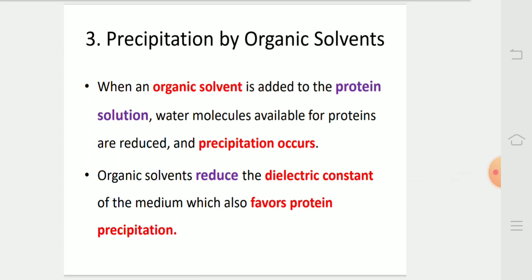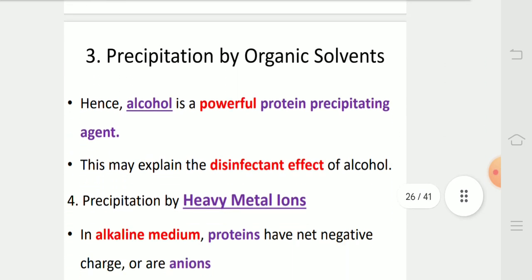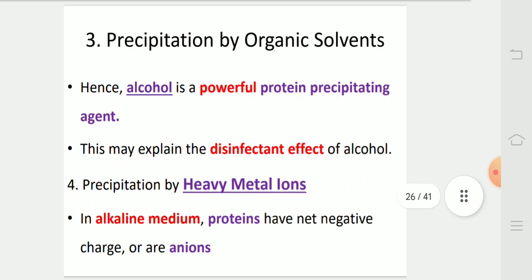Third is precipitation by organic solvents. When an organic solvent is added to the protein solution, water molecules available for proteins are reduced and precipitation occurs. Organic solvents reduce the dielectric constant of the medium, which also favors protein precipitation. Hence, alcohol is a powerful protein precipitating agent. This may explain the disinfectant effect of alcohol.